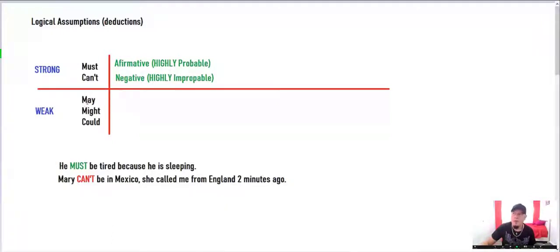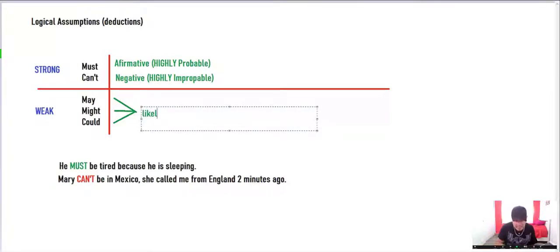So when you want to express a weak probability, a weak assumption, what we use is may, might, and could. In this case, the three modal verbs express exactly the same. What is the thing that they express? They express something that is likely, or when we say, for example, perhaps or maybe, so it is a weak probability. For example, perhaps, maybe, likely.